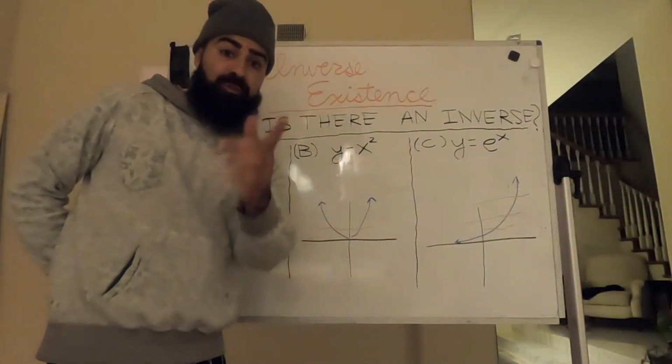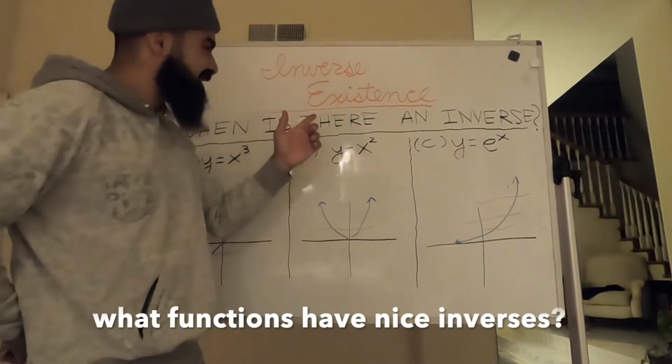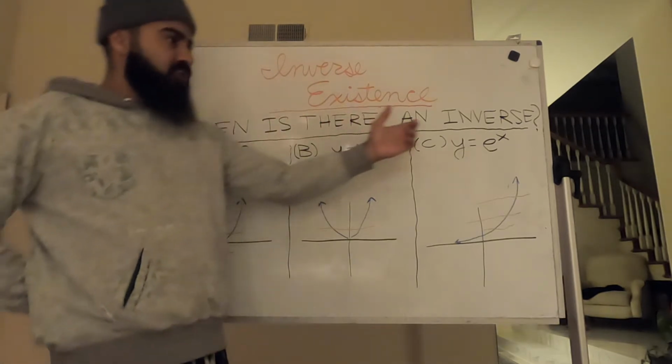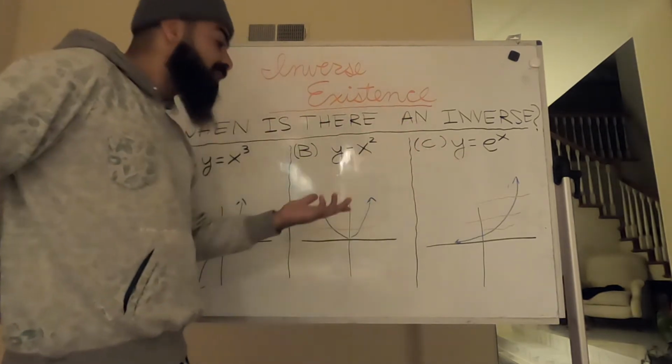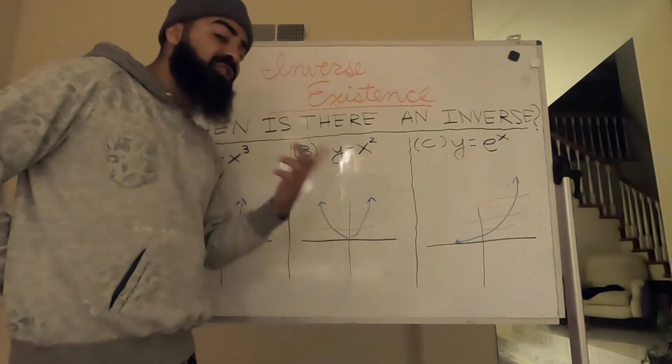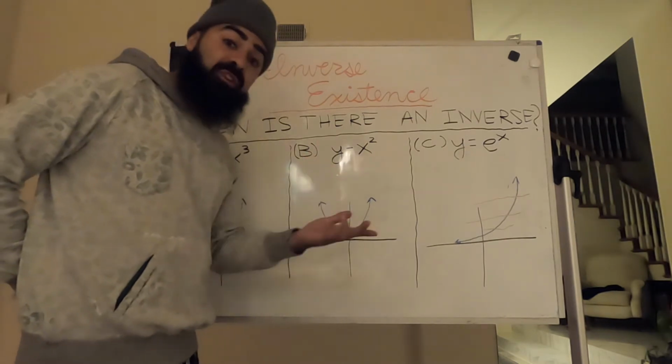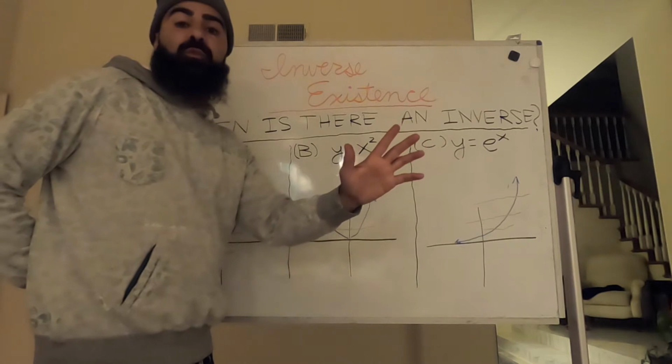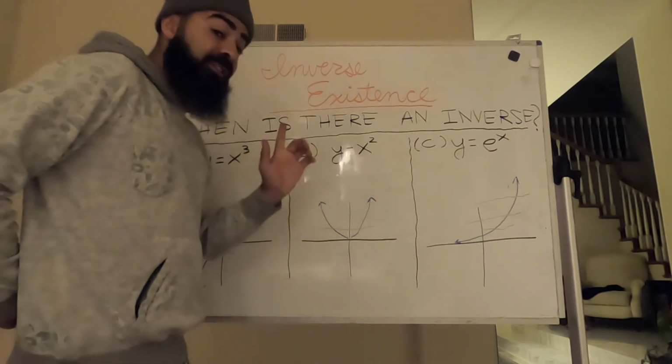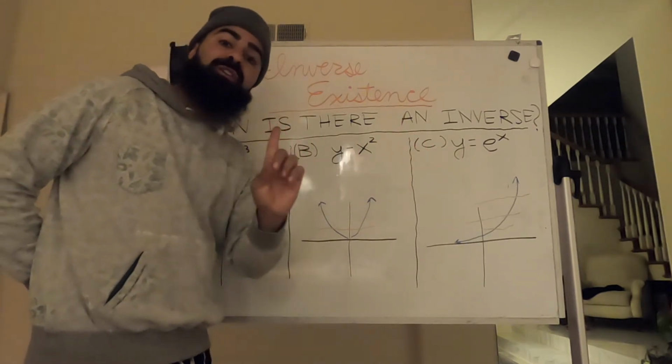Yo, welcome to MyMathYourMath. Today we're going to talk about inverse existence. When is there actually an inverse for a function? Last time we talked about how to find the inverse, but we didn't really talk about what functions actually have inverses on the entire domain of the real numbers. For example, the functions that do are called one-to-one functions.